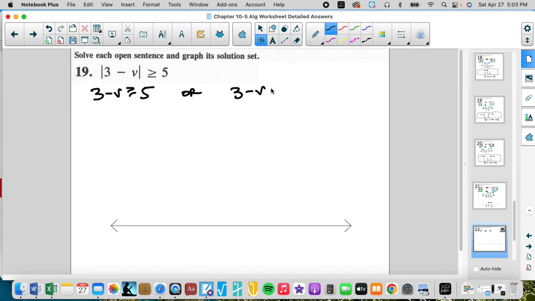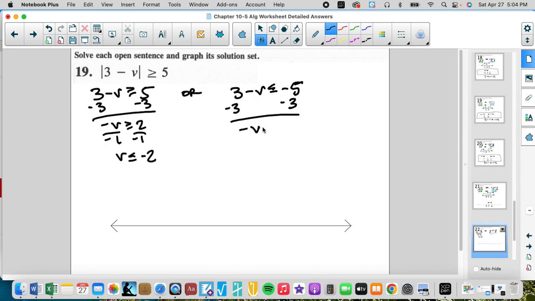3 minus v is less than or equal to negative 5. So I'm going to minus 3. We get negative v is greater than or equal to 2. Divide by negative 1. We get v is less than or equal to negative 2. We had to flip it again because we divided both sides. Minus 3, negative v is less than or equal to negative 8. We're going to divide by negative 1. We get v is greater than or equal to 8.